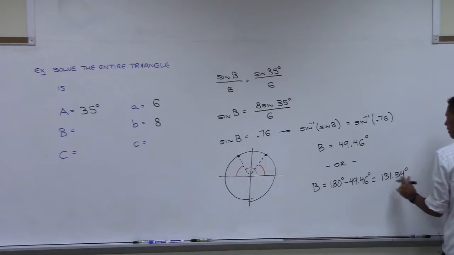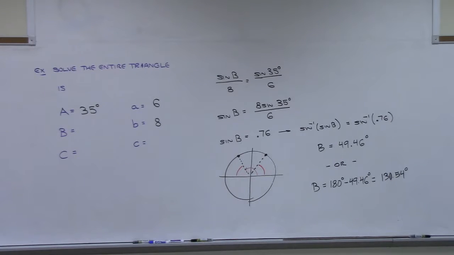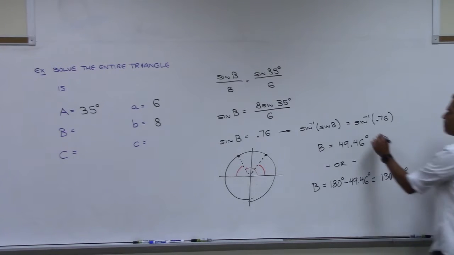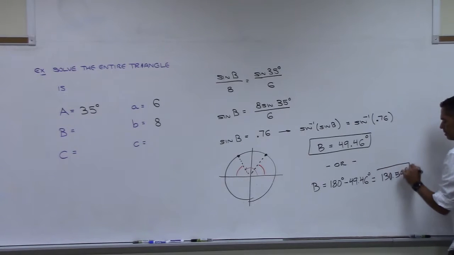131.54. 130. See, I'm not doing the arithmetic, sorry. I leave that to you. 130.54? Okay. So these are our two possible answers, right? These are our two possible answers.